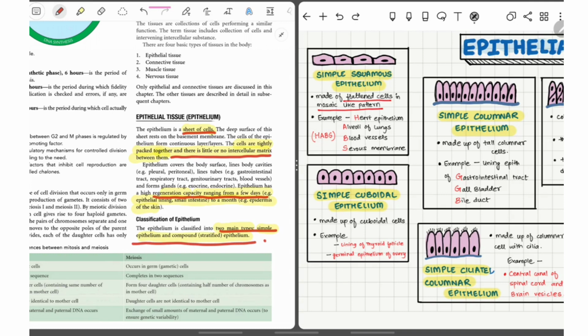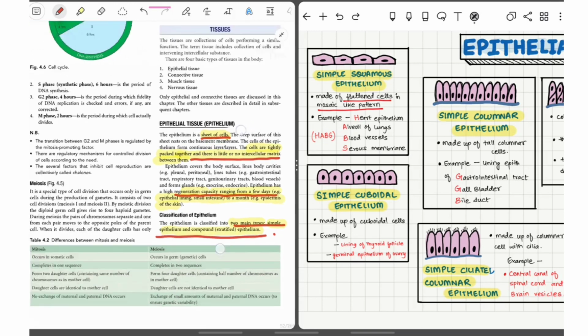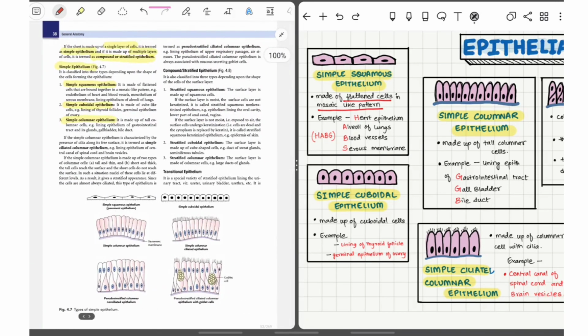I read it. Now I want to understand it. So I just want to remember these key points that I have highlighted. That it is a sheet of cells. The cells are tightly packed together. There's no intercellular matrix between them. They have a high regeneration capacity. Now what is the classification? It is of two types mainly, that is simple and compound. Now what is simple and what is compound? Simple means a single layer of cells and compound means multiple layers of cells. You just want to highlight and remember these parts.